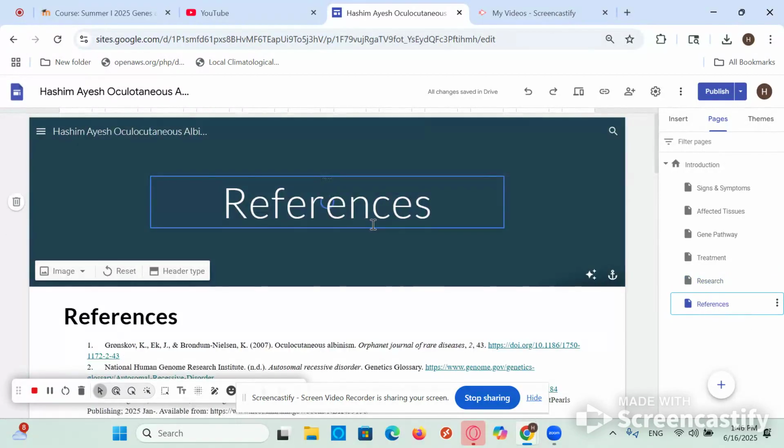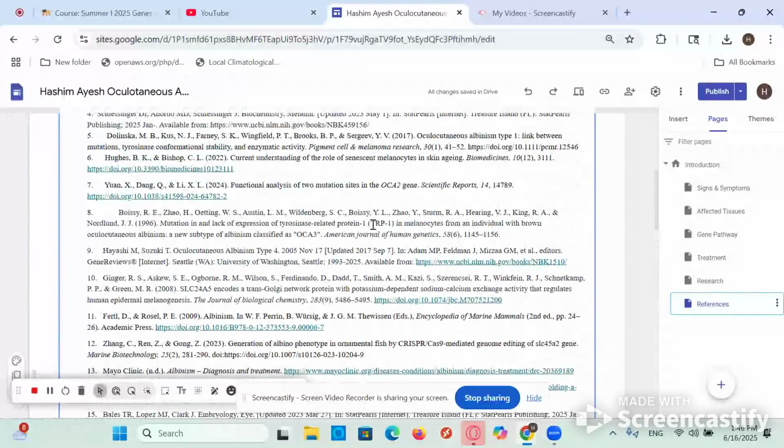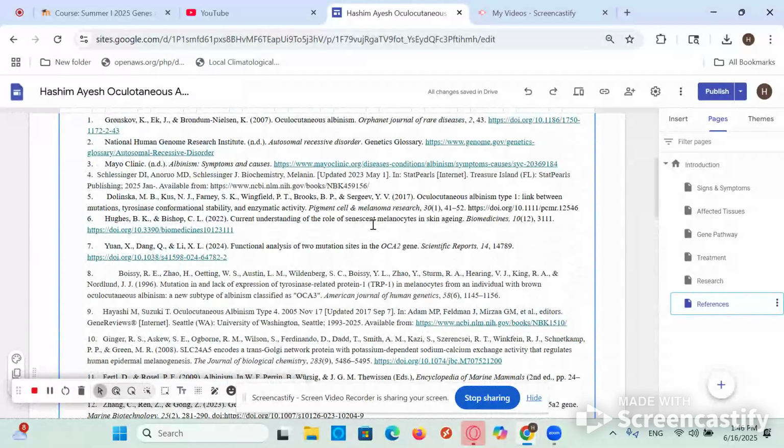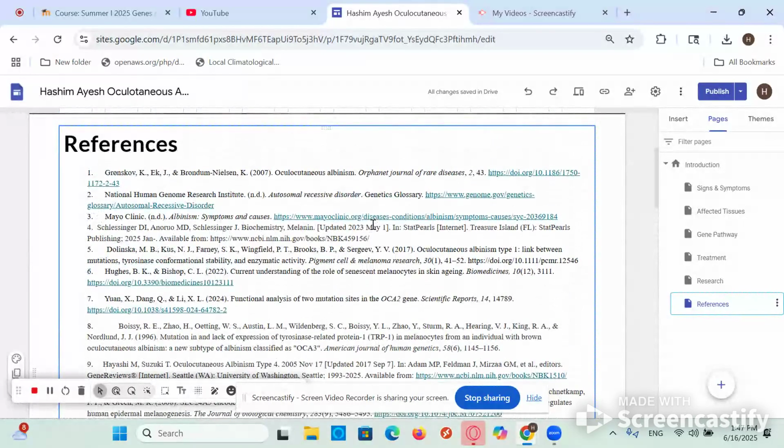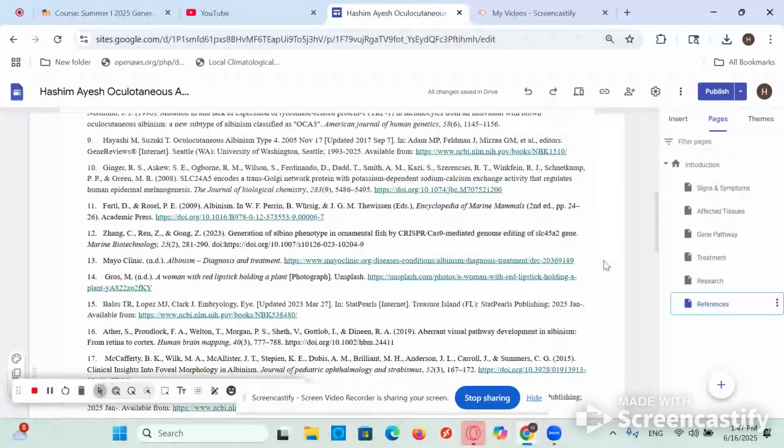And then references, I had a lot of references just because I was speaking about all four types of albinism, and there's a lot associated with them. I would say if I had more time, I might have talked about syndromic versions of albinism and perhaps various other mutations that cause albinism.